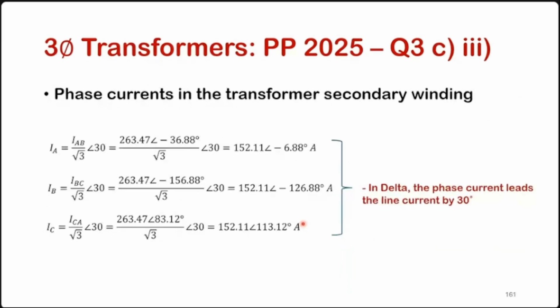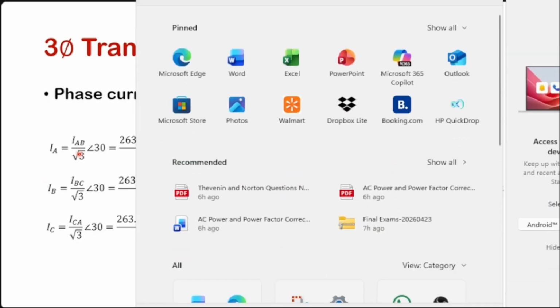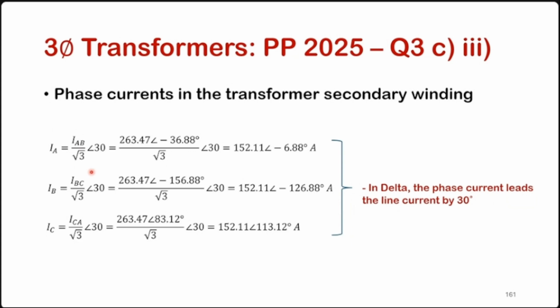Alright. Nice. So now you want to find the phase current in the transformer secondary winding. Remember the transformer is connected in delta on the secondary side. For delta, the line and phase voltages are the same, but the line and phase currents are not. Your line current equals root 3 times your phase current. So to find your phase current, you take your line current divided by root 3, and in delta, the phase current leads the line current by 30 degrees.